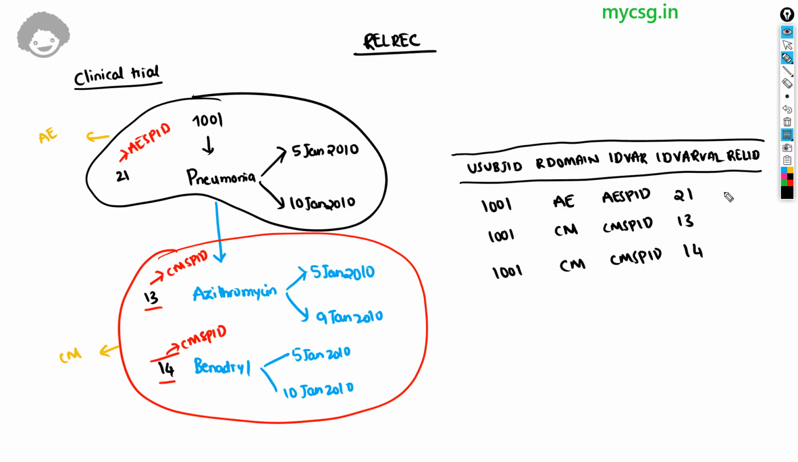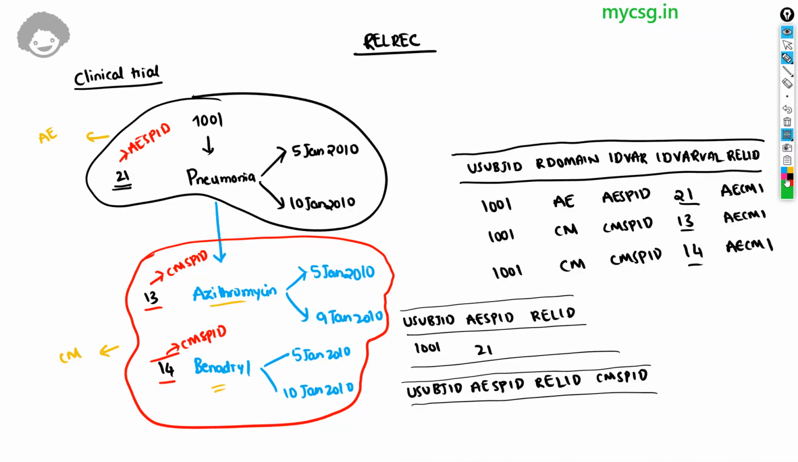So what we generally do is create an identifier like AECM. AE stands for adverse event, CM is for concomitant medications. And we give a unique value which is common on these three records to identify that these three records are related. So we give the common value in the RELID variable.